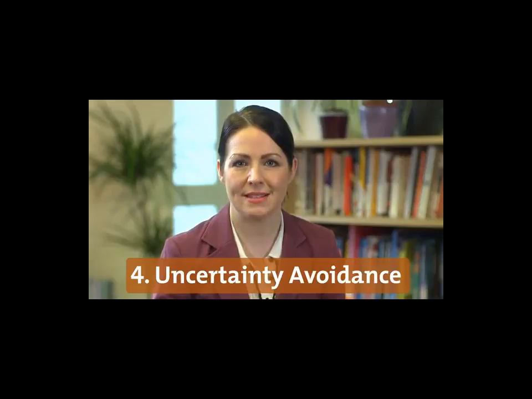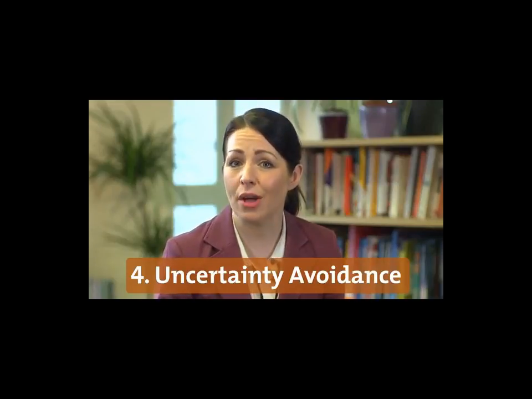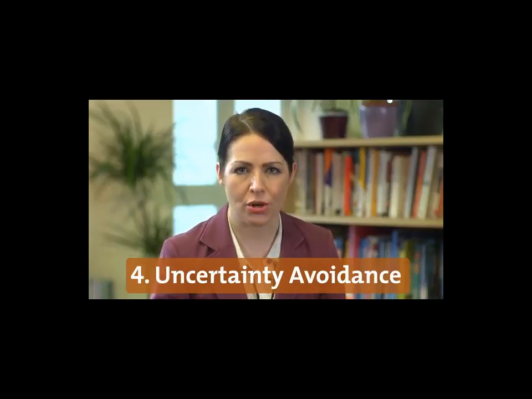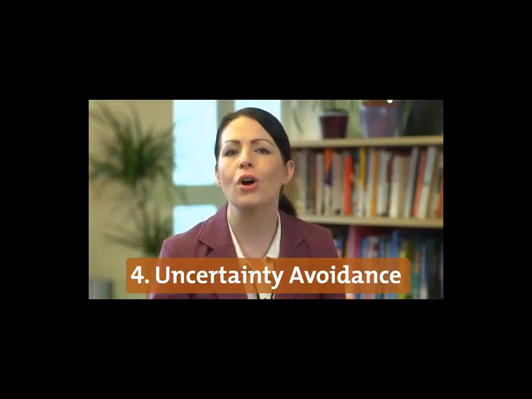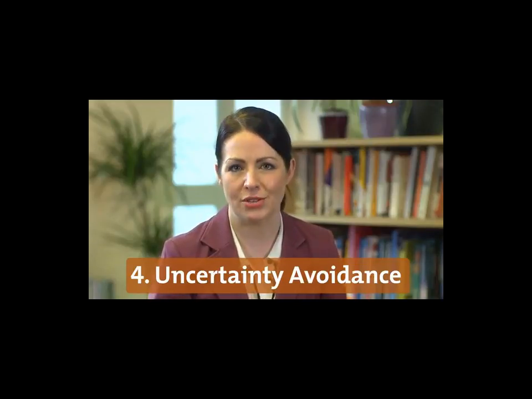The fourth dimension is uncertainty avoidance index. This defines how well people cope with situations where the outcome is uncertain. Cultures with a high score in this dimension need structure and rules to feel comfortable. Cultures with a low score are more likely to take risks and accept change.